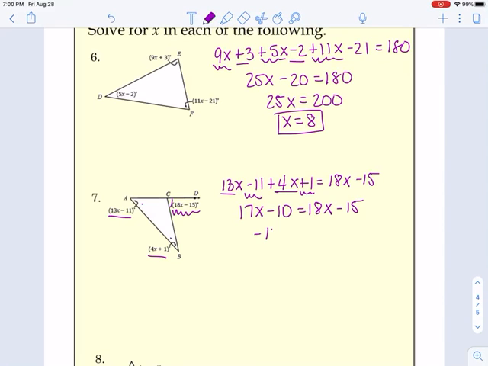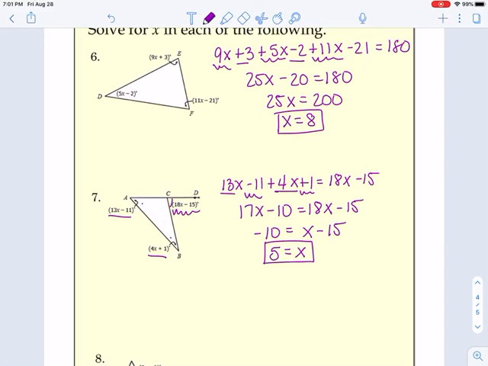So that will leave me with negative 10 on the left. 18x minus 17x will give me 1x or just x. So in the end, I'm going to have negative 10 equals x minus 15. Now I have to get rid of the negative 15 that's attached to the x. The opposite of a negative 15 is a positive 15, so we'll add 15 to both sides. And when you add negative 10 plus 15, you should get an answer of 5, and then x is going to equal that 5 in the end.